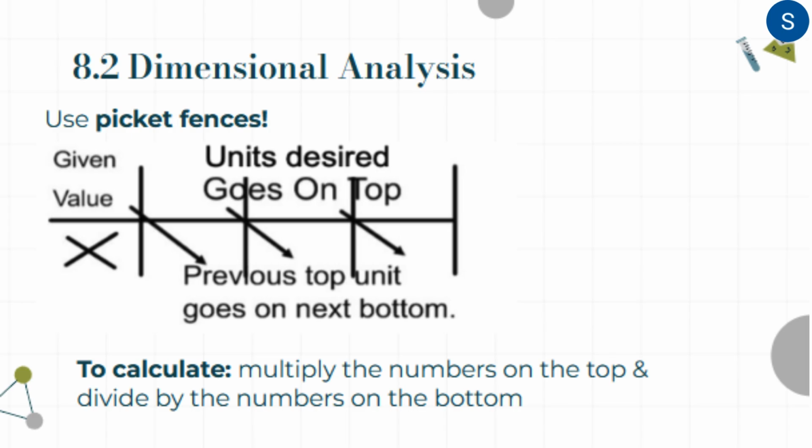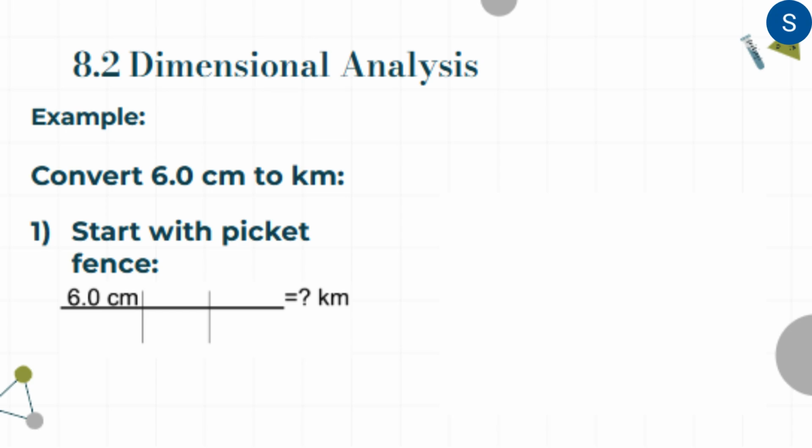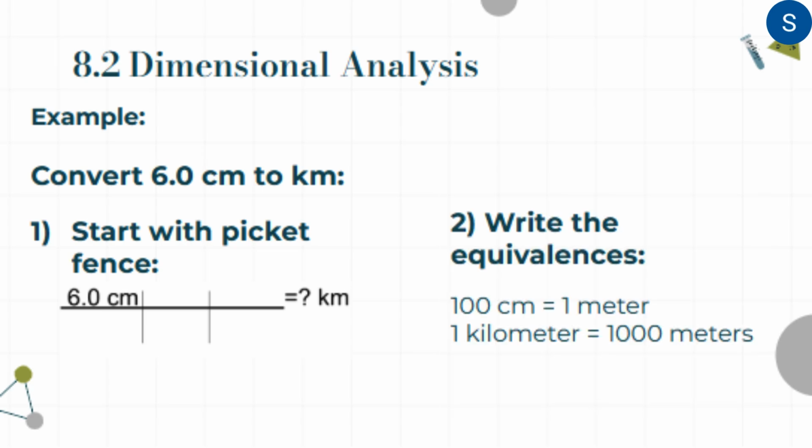Let's take a closer look at an example. Okay, let's try to convert 6 centimeters to kilometers. Let's start with the picket fence. Remember, the given value, 6 centimeters, takes the first spot. Next up, we write equivalences, in other words, the conversion rates. To convert centimeters to kilometers, we first need to convert centimeters to meters, then meters to kilometers. So we write the conversion rates needed. 1 meter is equal to 100 centimeters, and 1 kilometer is equal to 1,000 meters.